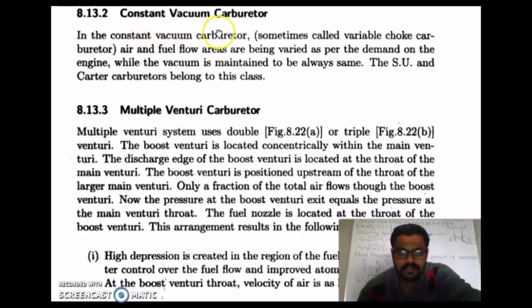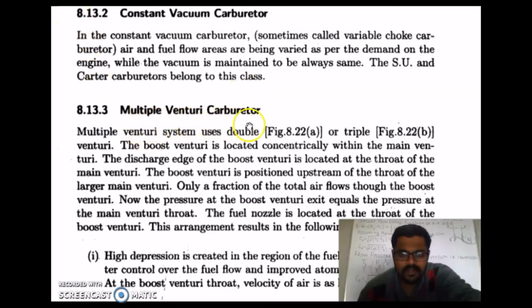The next is your constant vacuum carburetor. In constant vacuum carburetor, sometimes called variable choke carburetor, air and fuel flow areas are being varied as per the demand on the engine, while the vacuum is maintained to be always the same. The SU and Carter carburetor belong to this class.